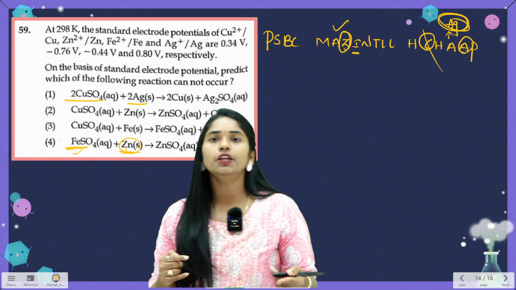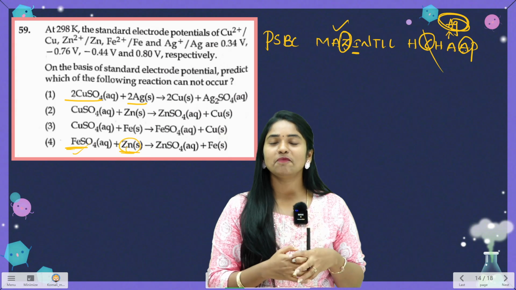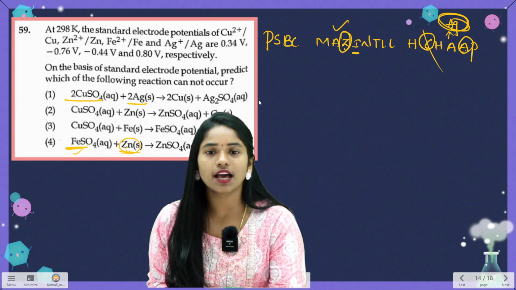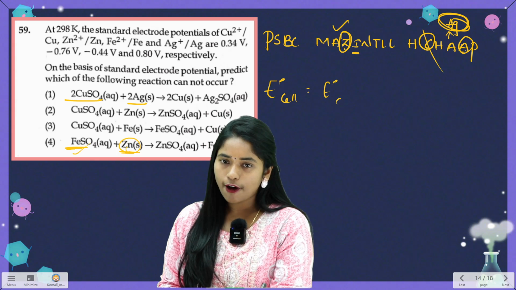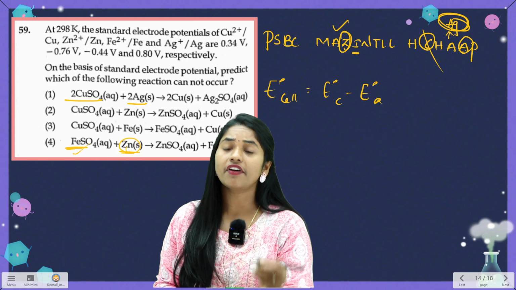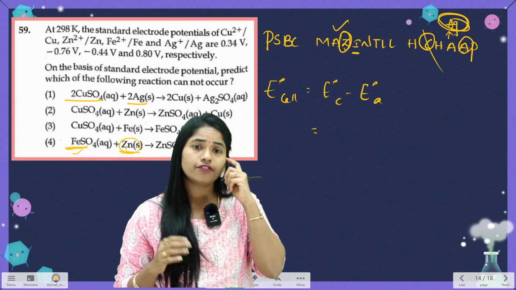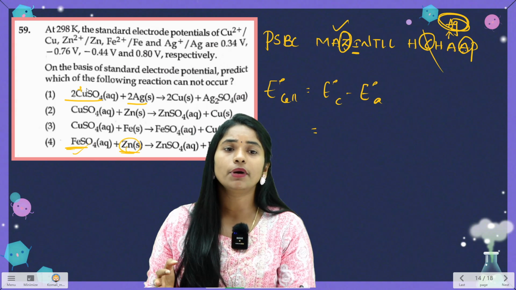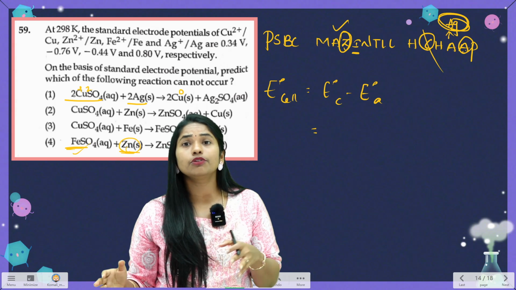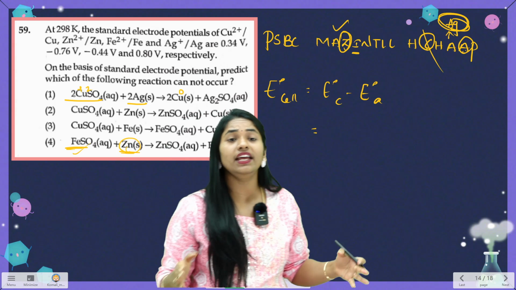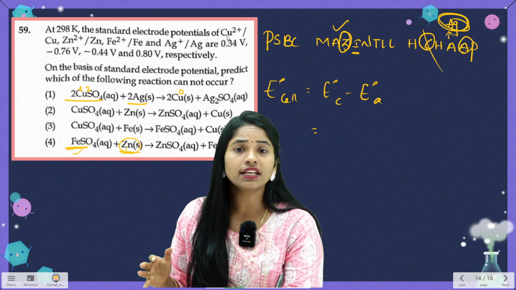Another way of solving the numerical is applying the usual formula. Now I am going to tell you how to apply the formula and how to solve it. Now E naught cell is equal to E naught of cathode minus E naught of anode is the formula. What is the cathode for the first reaction? Here copper is in +2 state, here it is 0. So +2 is converted into 0, so it is undergoing reduction. That's why it is called as which one? Cathode.